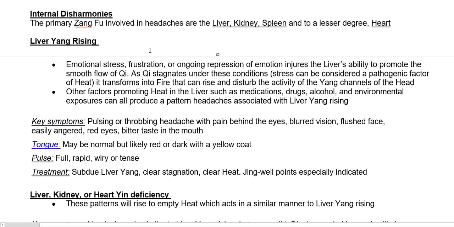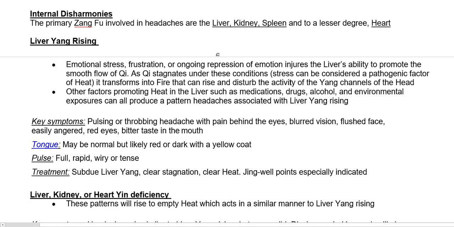Liver yang rising is when we have qi stagnation creating heat, added to other pathogenic factors of heat, emotional stress, frustration, ongoing repression, all of these things that injure the liver's ability to promote the smooth flow of qi. As qi stagnates under these conditions, and stress is definitely one of them, creating heat, it transforms into a fire. Now that maybe is a little extreme because we've kind of reserved liver fire for more almost mania type patterns. But we can certainly call it, as almost always it is called, a liver yang rising.